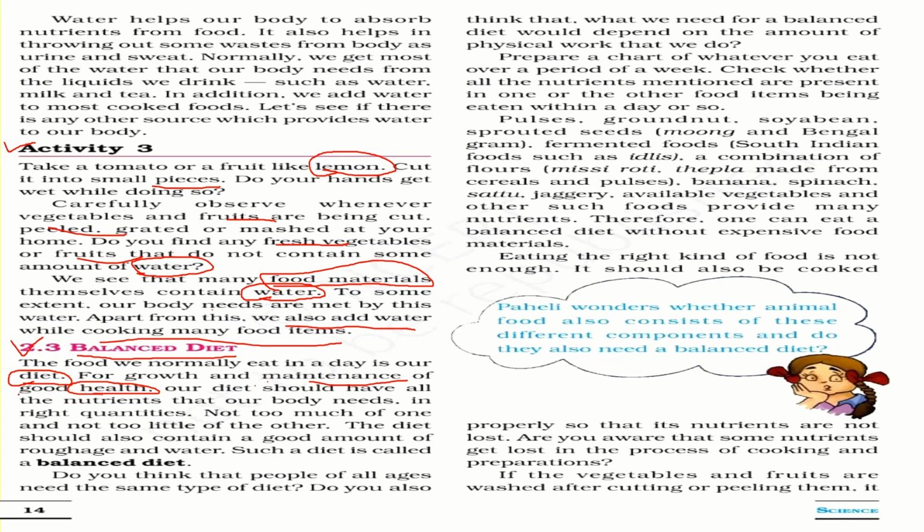Our diet should have all the nutrients that our body needs. We have to have those types of foods only, and in the right quantity also. It should not be more than what our body needs, or less than that. Not too much of one and not too little of the other. The diet should also contain a good amount of roughage and water. Such a diet is called a balanced diet.